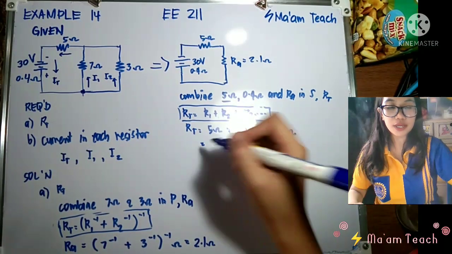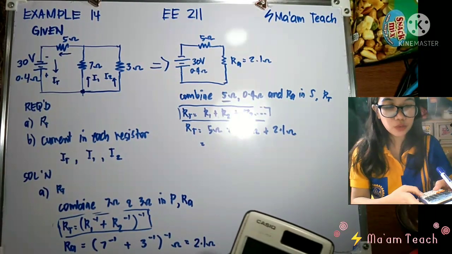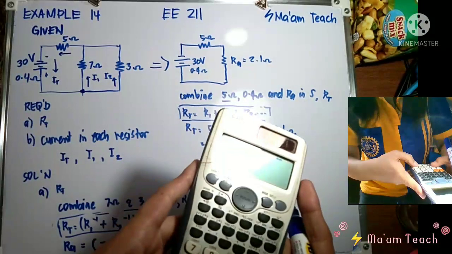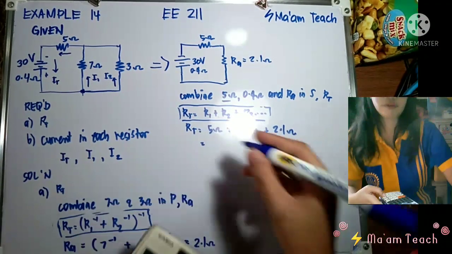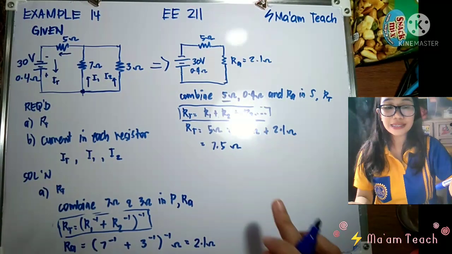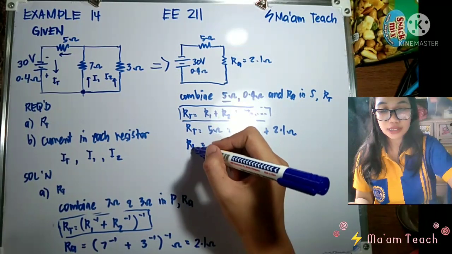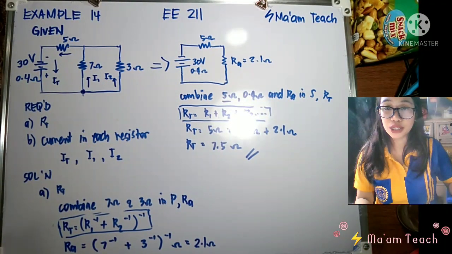Okay, so using your calculator, class, we have 5 plus 0.4 plus 2.1. So we have here 15 over 2, or that is 7.5. Okay, so that, class, is the equivalent resistance. So this is already the answer, class, for our letter A.